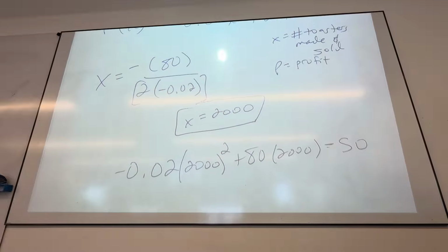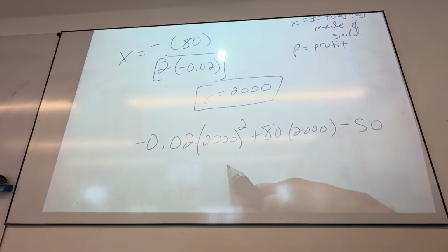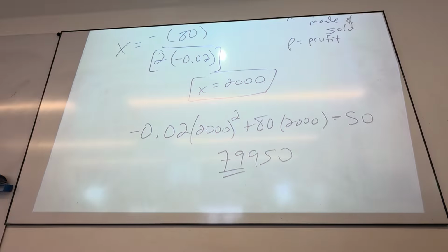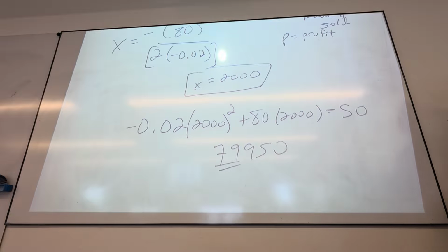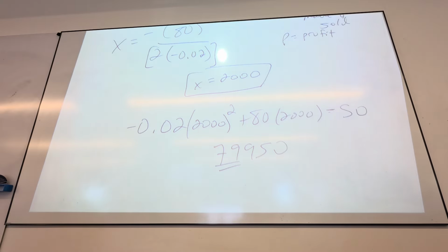I already forgot what I said, so it's okay. 79,000. Damn it. What is it again? 50. 79? 79,950. Yeah, I was off on the 2 now. All right, I'll be fine. It's late. I'm tired. Who cares? So I could make $79,950 in profit if I get to 2,000 toasters made and sold.